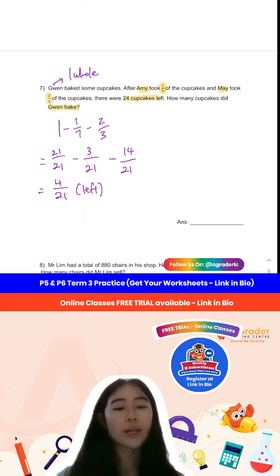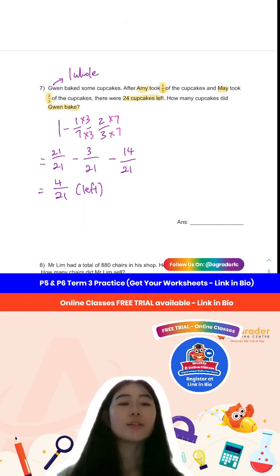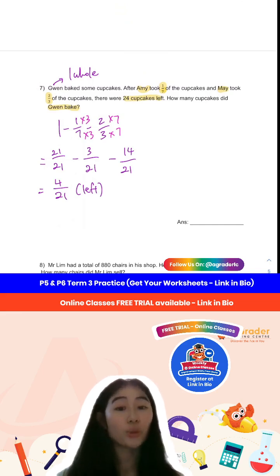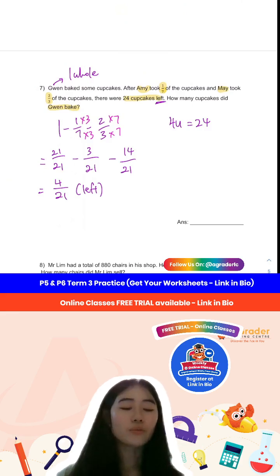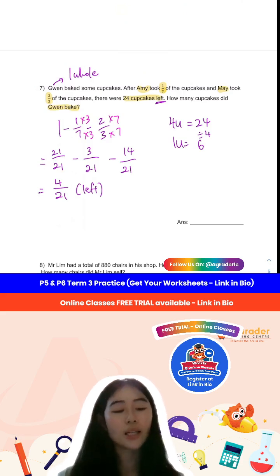K is hungry, how did I get 21? Because you need to multiply the fractions. I've already written it down in pink, how to multiply. So based on this, you know that she has 4 units left. Okay, so 4 units will represent the 24 cupcakes that's left. And then you can find 1 unit by dividing by 4. So 1 unit is 6 cupcakes.